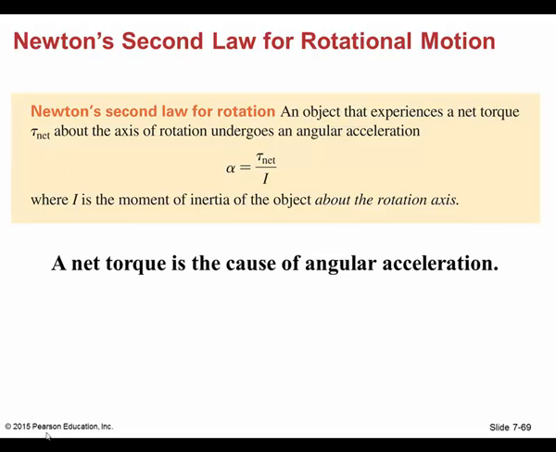Now, Newton's second law for rotation can be simply written this way: the angular acceleration equals the net torque divided by the moment of inertia. The net torque causes angular acceleration. If there's no net torque, if that is 0, then there's no angular acceleration.